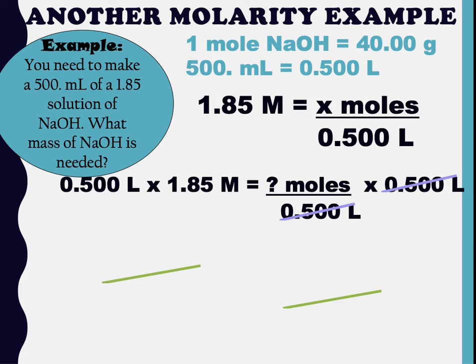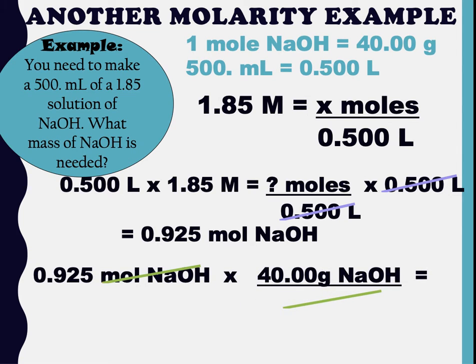So then we end up with 0.5 liters times 1.85 molarity, and that's going to give us 0.925 moles of sodium hydroxide. So there's our moles, but in this question we're solving for mass. So we're going to use our molar mass up here at the top.